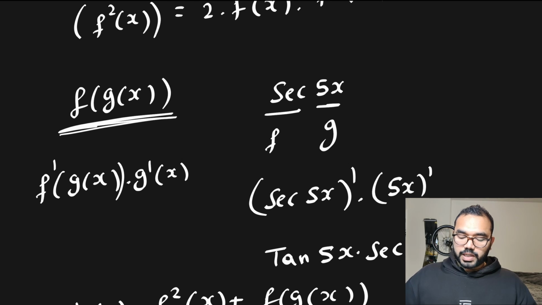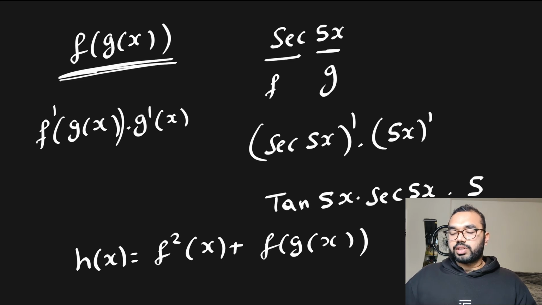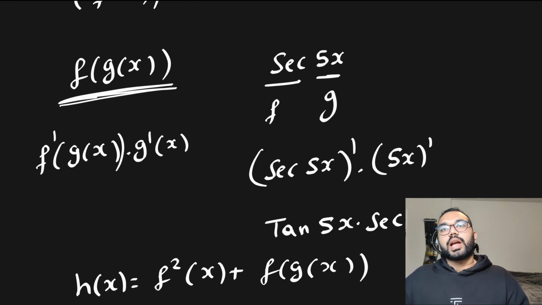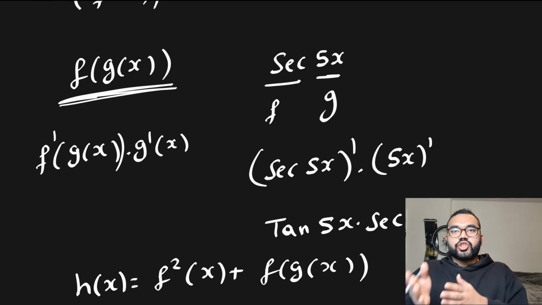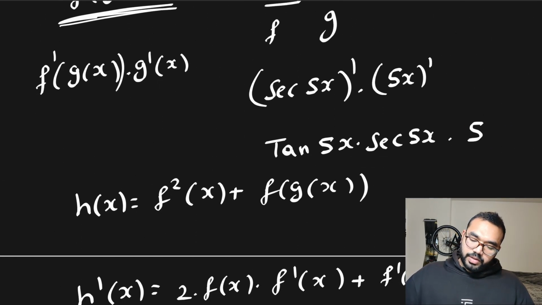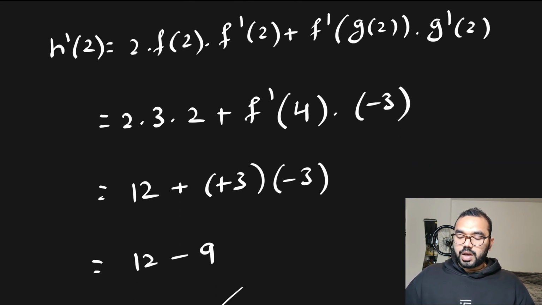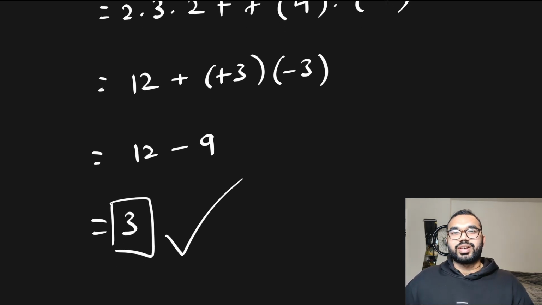And for f of g of x, I took an example like secant 5x. If I have to differentiate secant 5x, I differentiate the secant function first and then go and differentiate 5x. In the same way, for f of g of x, first I differentiate f and then go to g of x. So it is the chain rule: f prime of g of x times g prime of x. Perfect. So we plugged in the value 2 and had all our values in the equation. We plugged and solved, so the answer is 3.